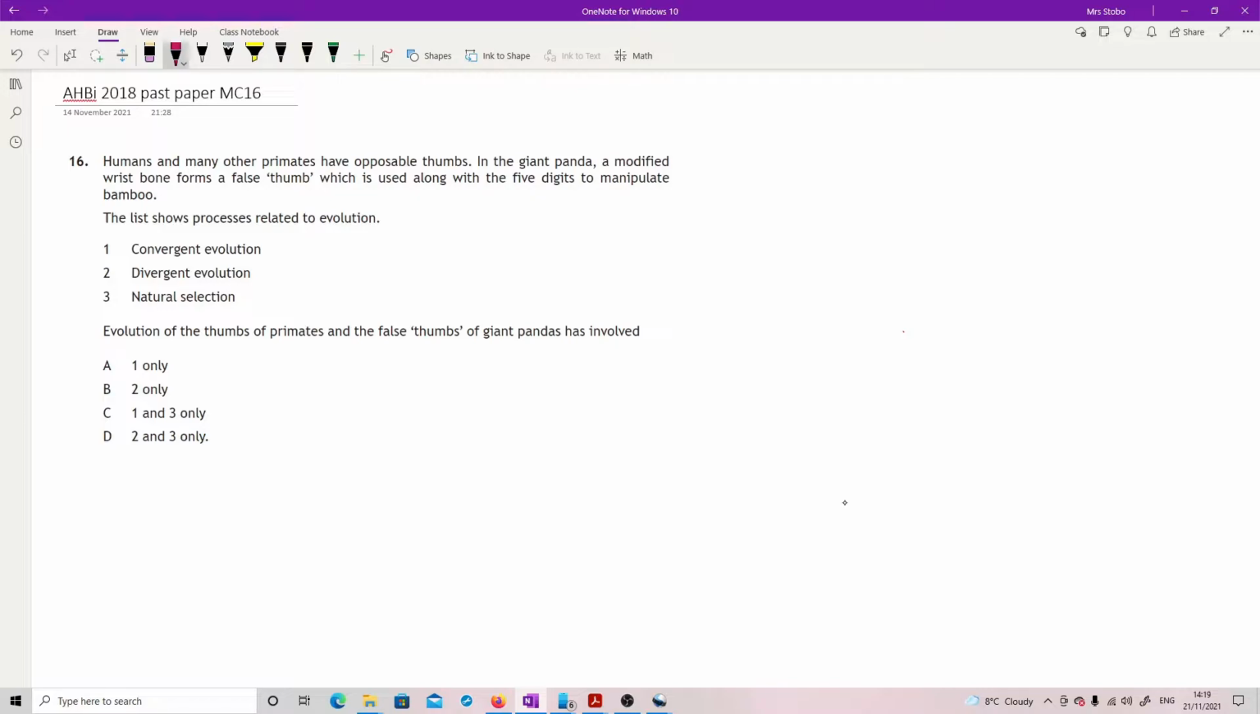Okay, so we are looking at evolution. So for a start, we can see for certain I must have natural selection. That is part of evolution generally. So I'm going to get rid of A and B because it's not going to be either of them on their own.